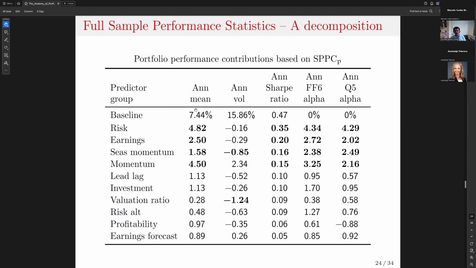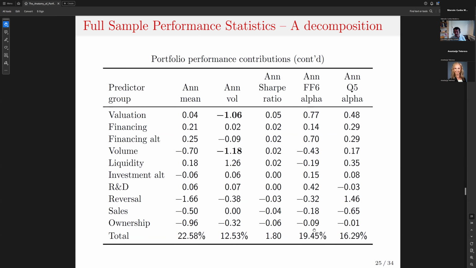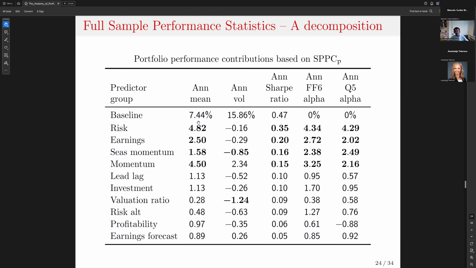Remember that the Shapley values have this local accuracy, so you essentially decompose it. The top row is the baseline, and then you have the annualized mean, volatility, the Sharpe ratio, and then the alpha, which is essentially 0 for the baseline portfolio. At the bottom, we have the results of our XGBoost-based model, and you can see the contributions of each of the groups of predictors.